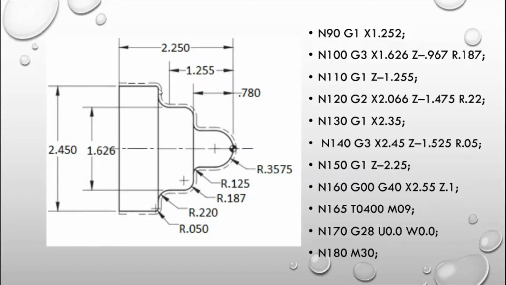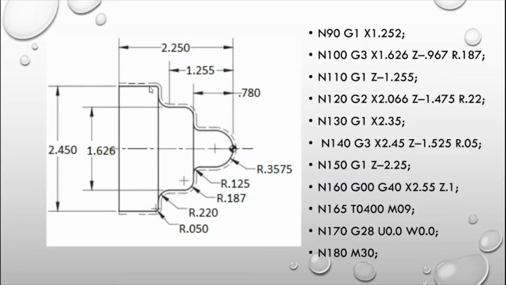And again N140 is a sequence number. G03 is a circular interpolation in the anti-clockwise direction. Position of X 2.45 and position of Z is minus 1.525. Our tool goes from this position to this position by the radius of 0.05.